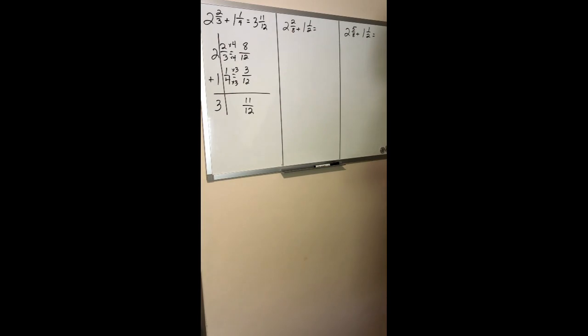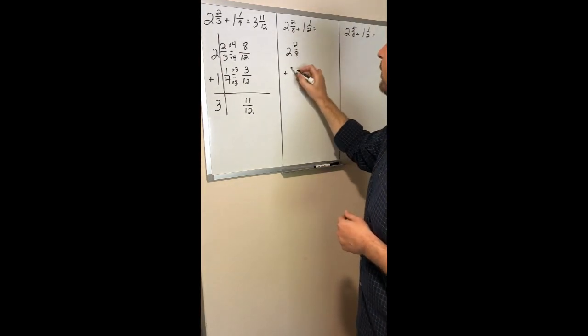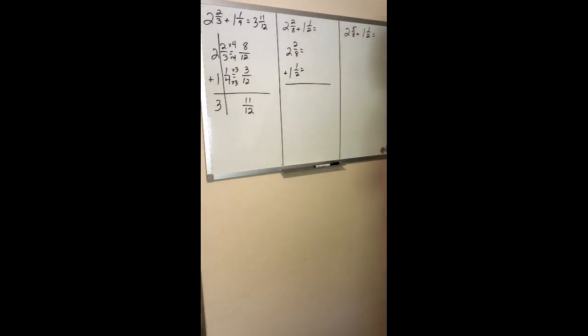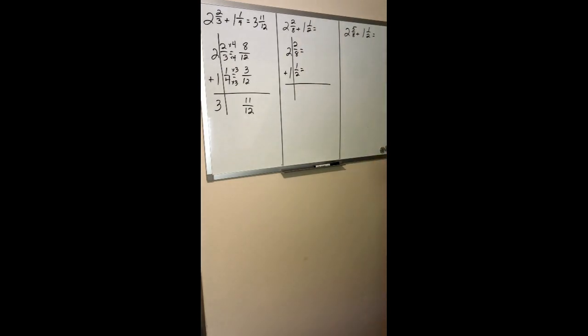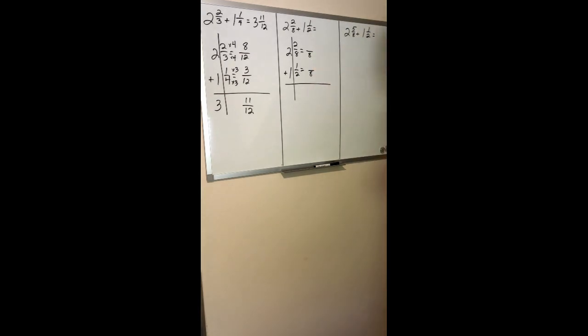Let's move on to number 2. 2 and 2/8, let's write this vertically, plus 1 and 1/2. If you like my trick of separating the whole numbers, go ahead and do that. Let's find a common denominator for 2/8 and 1/2. Well, we found last time that was 8, so let's set equivalent fractions equal to 8.